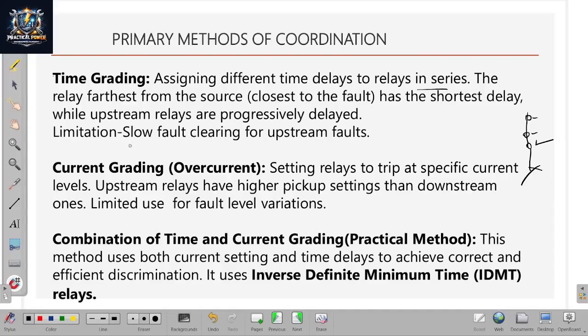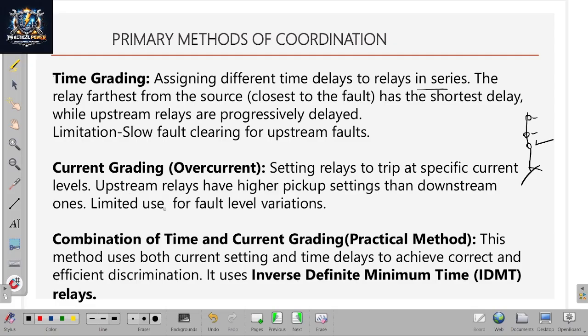The limitation of this type of grading is slow fault clearing for upstream faults. When the fault occurs upstream, the fault clearing becomes slowest. But as per principle, it should be speedy, to protect the equipment as soon as possible.